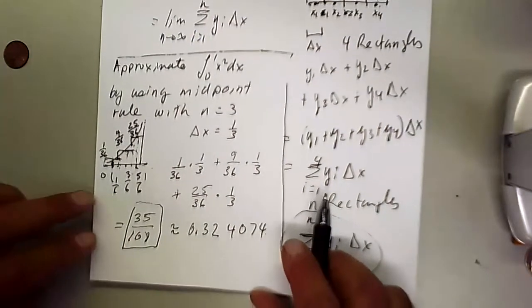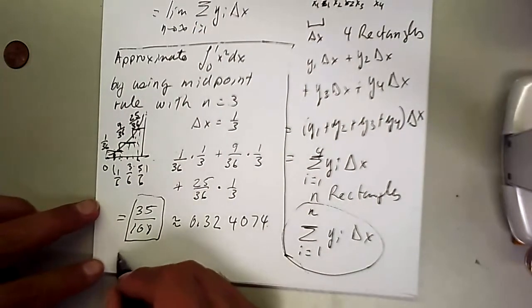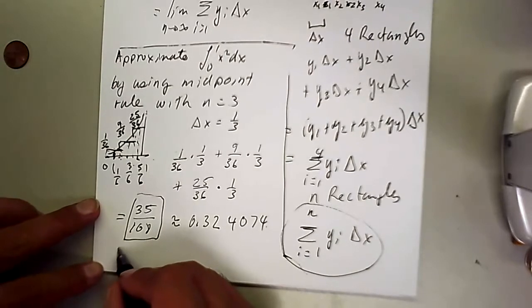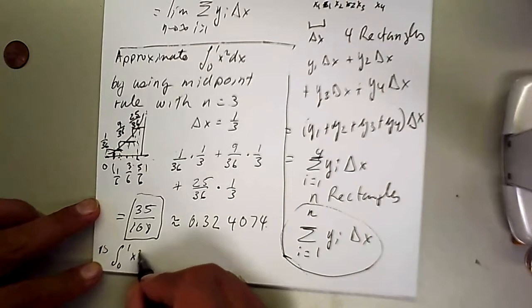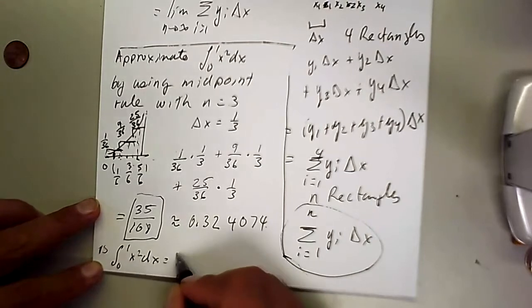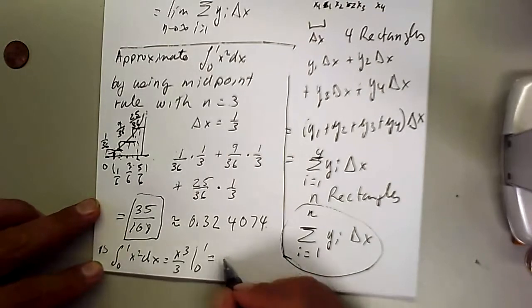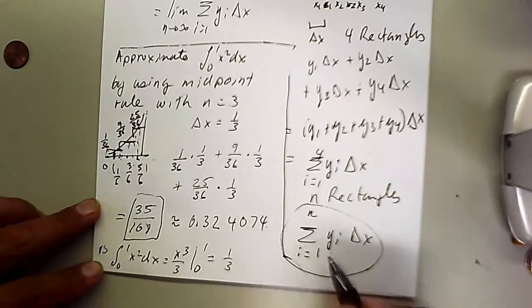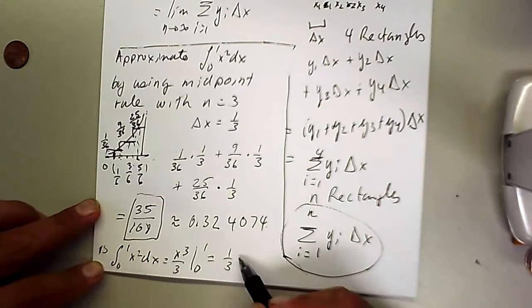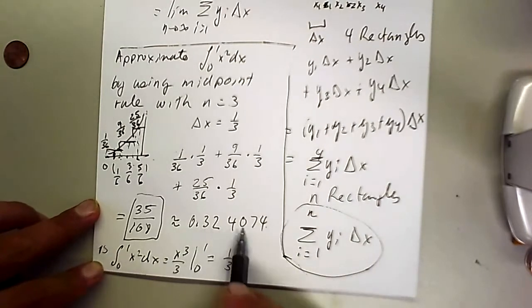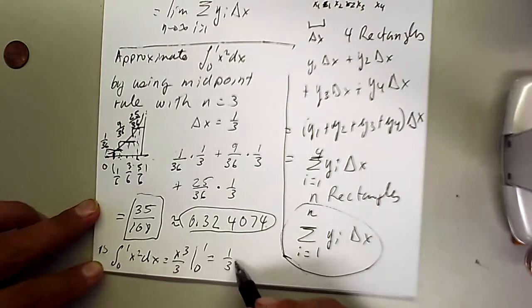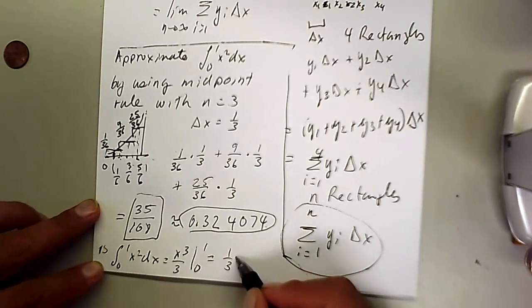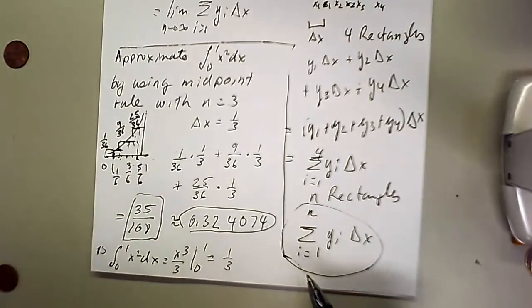We do know the exact answer, by the way. From calculus 1, we know that the integral from 0 to 1 of x squared dx is x cubed over 3 from 0 to 1. And that, of course, is going to be 1/3 minus 0, which is 1/3, or about 0.33. So this approximation is reasonably close to the actual answer. It's not the answer, but it is close to the answer.